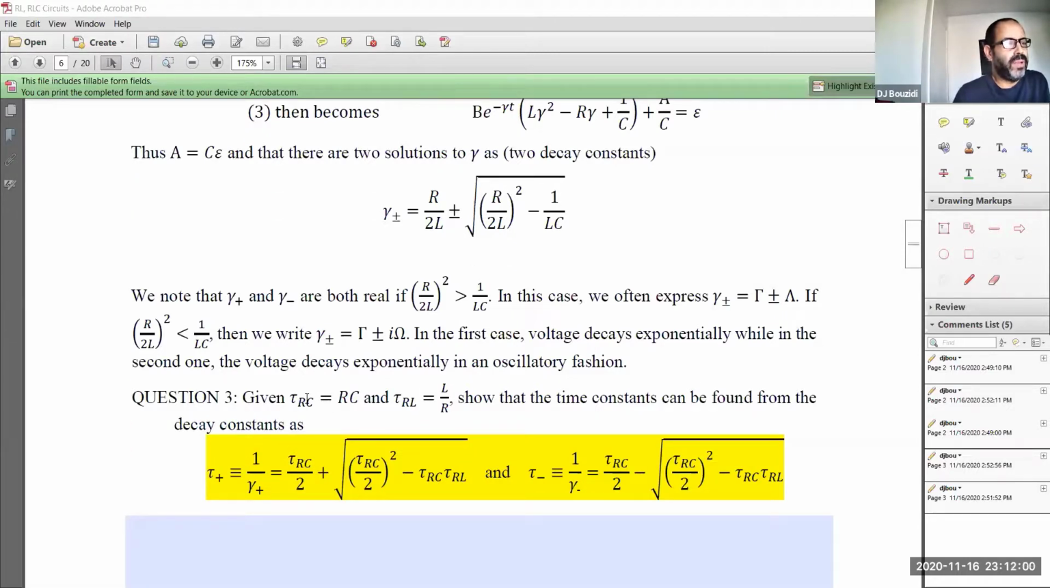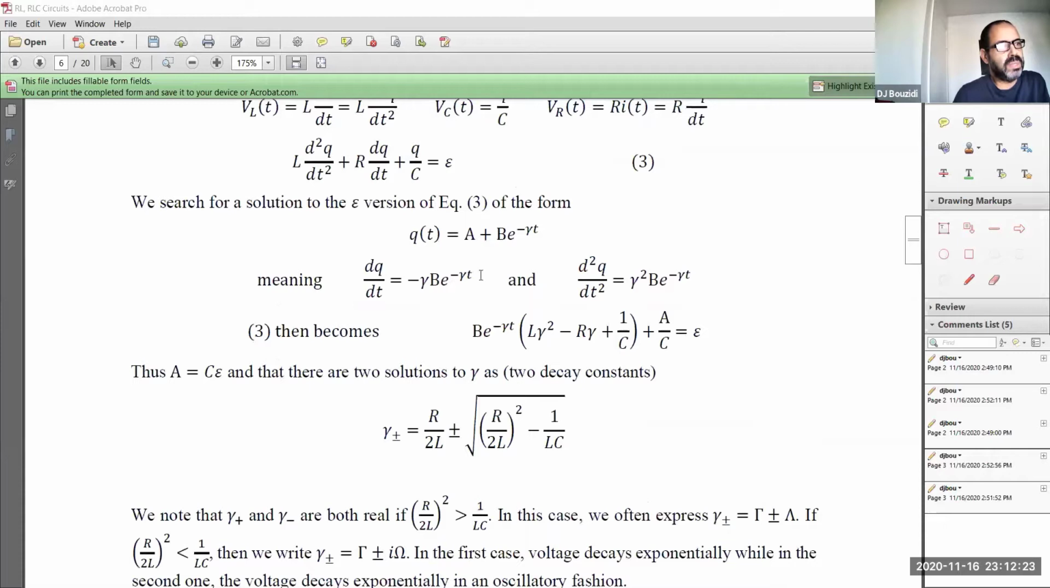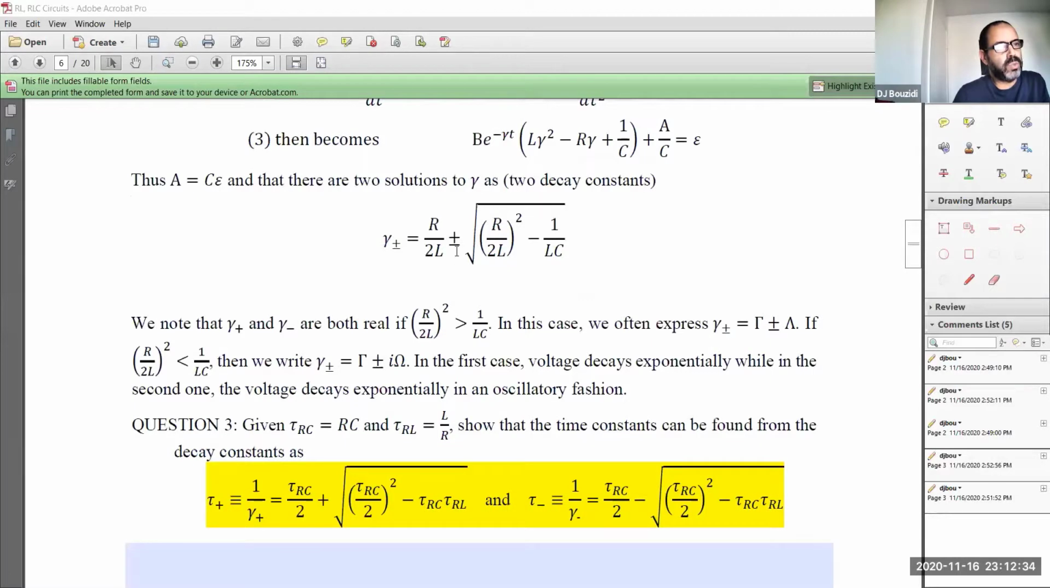Okay, we found tau for the RC circuit to be just R times C. We found tau from the previous lab to be L over R for the RL circuit. Now you're supposed to take this expression and invert it for gamma plus, and invert it for gamma minus, to find tau plus and tau minus, because this expression is gamma times t. So we can write t over tau. In order to define the characteristic time, it has to be 1 over gamma. So you're supposed to take these expressions with the plus and the minus, invert them, and express them in terms of the taus.